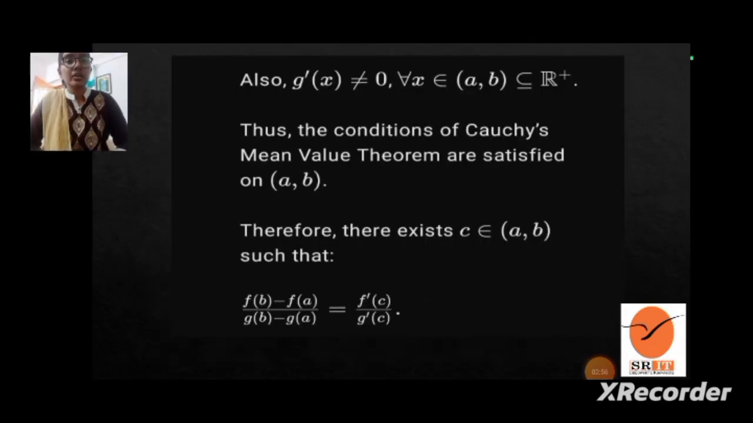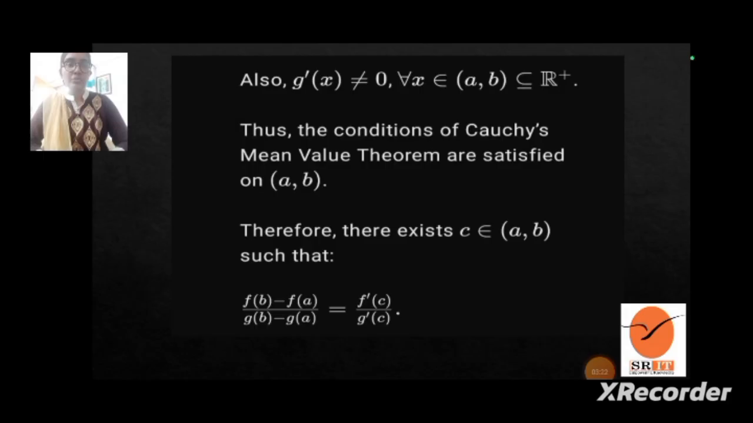Also, the derivative of g of x, which is g dash x, is not equal to 0 for all x belonging to (a, b), which belongs to the positive real numbers. Thus, the conditions of Cauchy's mean value theorem are satisfied on the open interval (a, b).